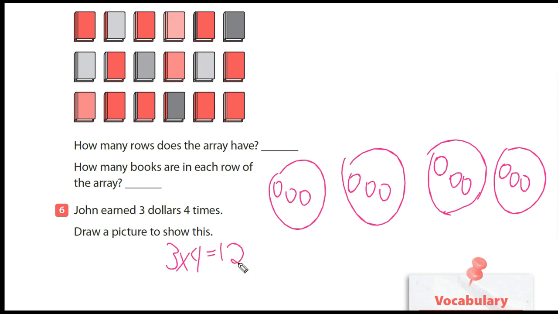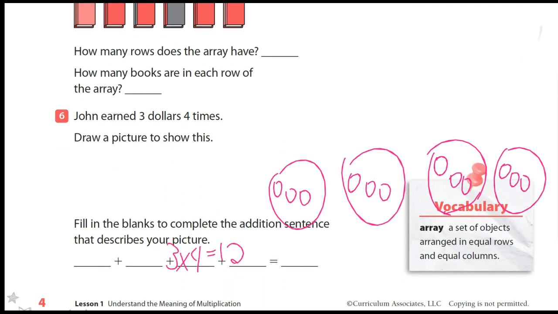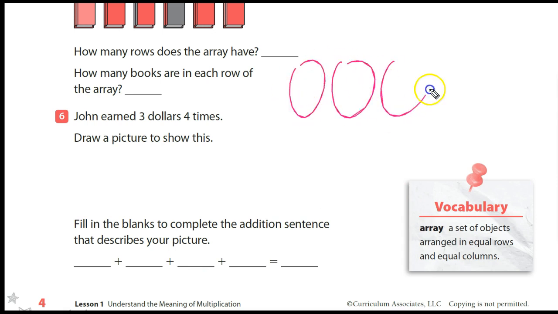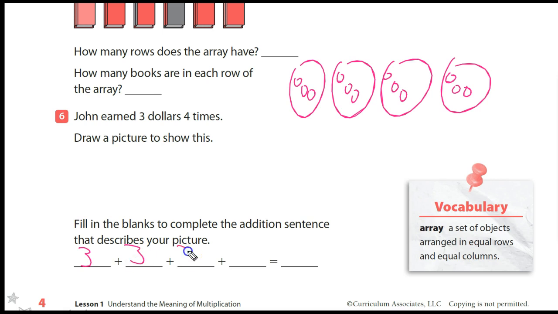Now the bottom part says, fill in the blanks to complete the addition sentence that describes your picture. So we had four groups of three each. How many groups again? Four. Okay, how many each group? Three. So that's three plus three plus three plus three equals what? 12. This is called repeated addition.